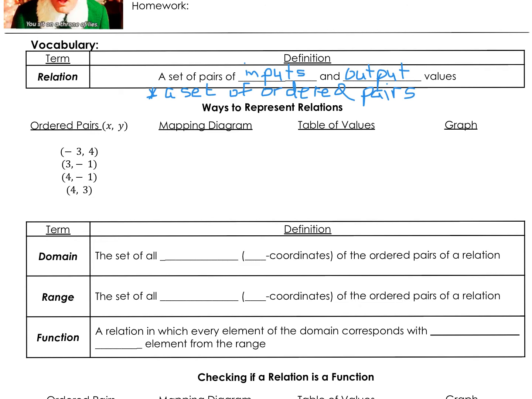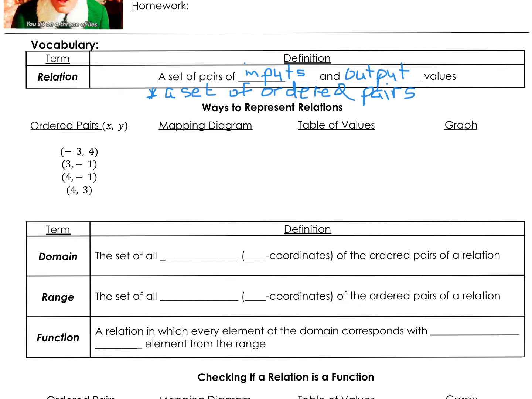Okay, now there are 4 ways to represent a relation. The first way you see here is just a set of ordered pairs, and that's what I said a relation is. We can take this set of ordered pairs and make what's called a mapping, a table of values, and a graph. So I'm going to do that for the same set of ordered pairs.